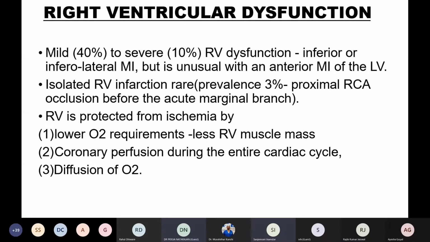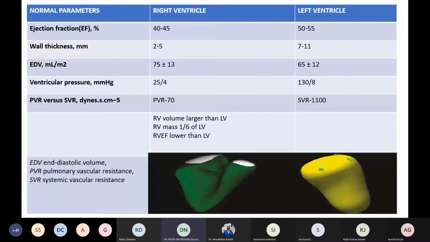So in RV dysfunction, we see that it can be really severe, when the EF can get down to almost 10%. The most important thing to remember is RV is protected from ischemia by a lower oxygen requirement because of less muscle mass. Coronary perfusion happens throughout the entire cardiac cycle, and also there's a component of diffusion of oxygen.